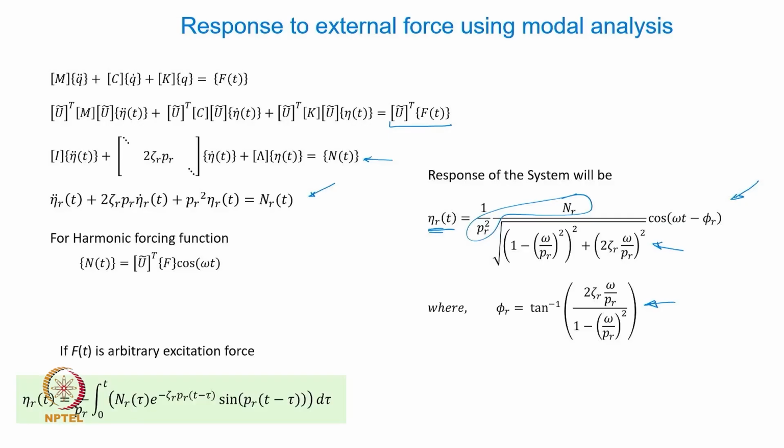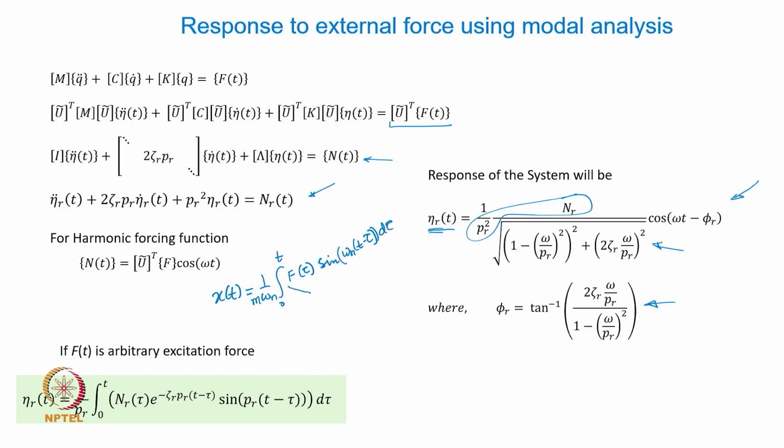If it is not a harmonic excitation, if it is an arbitrary excitation, we have seen how Duhamel's integral, or a convolution integral, was used in a single degree of freedom system. You remember that? How was it? x of t was written as 1 upon omega n, integral from 0 to t, f of tau sine omega n (t minus tau) d tau. That is how we wrote it for an undamped case.